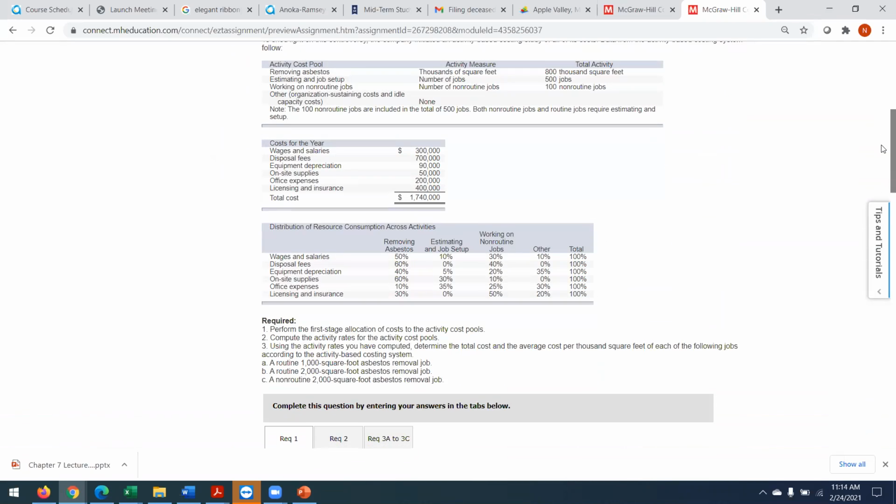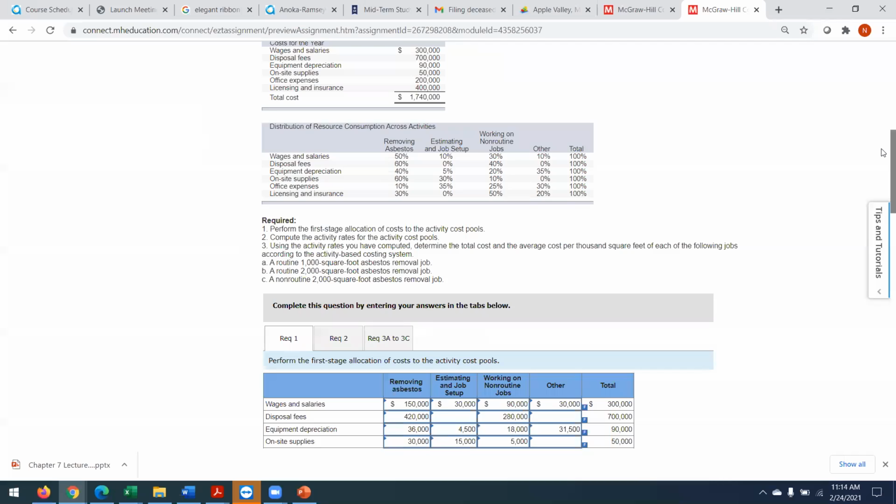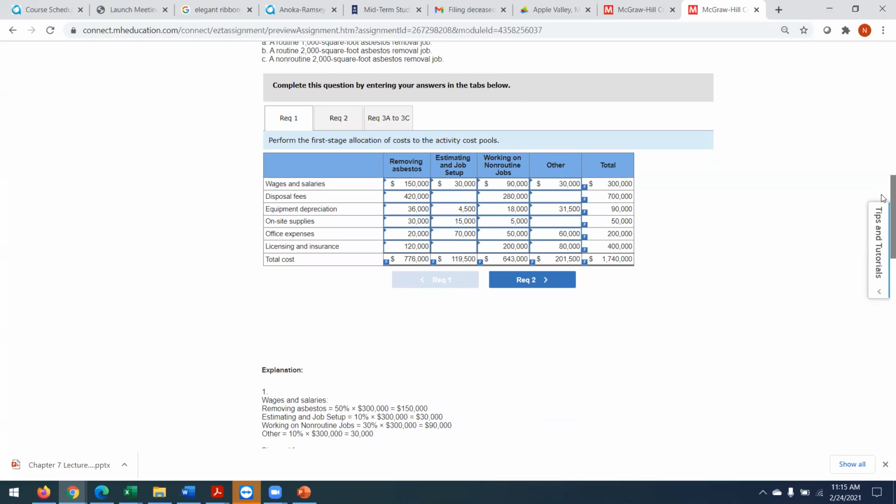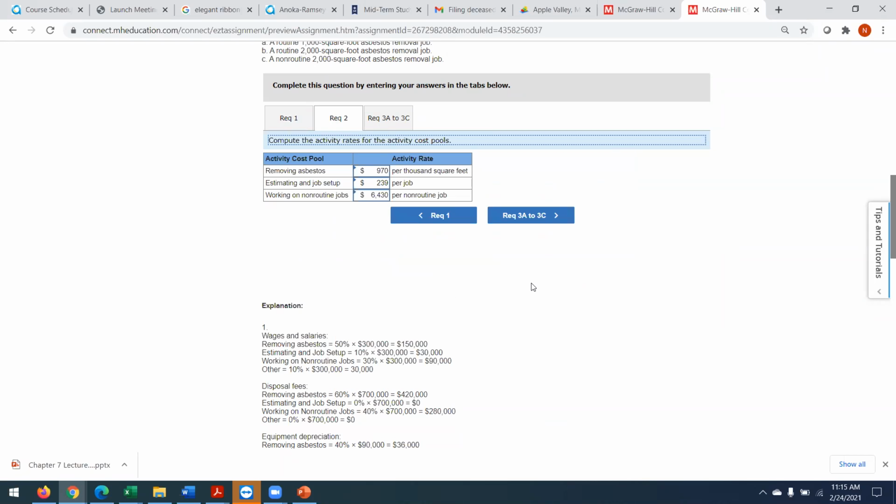this one wants you, just like we did on these problems, to perform the first stage allocation, compute activity rates, and using those rates, determine the total cost and the average cost per 1,000 square feet of each of the following jobs. Pretty straightforward here. I'll give you your totals here and your totals here. And I'll let you do the other one on your own.